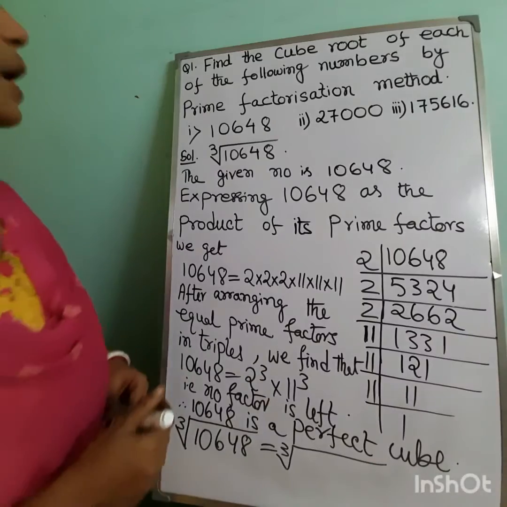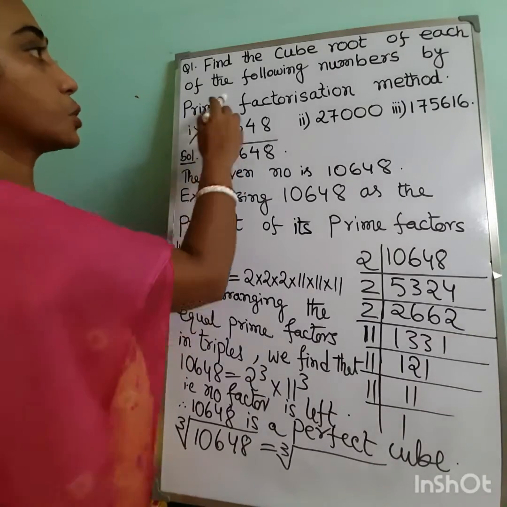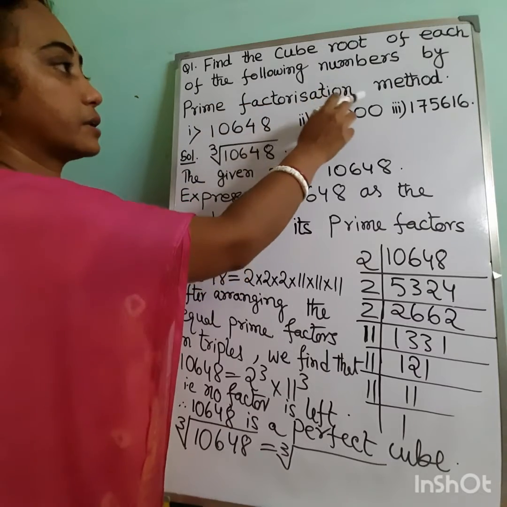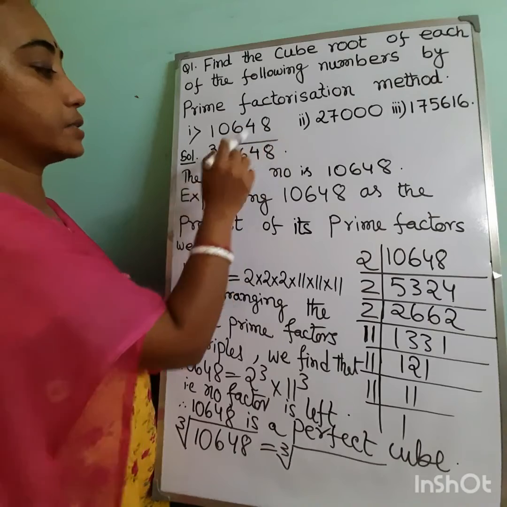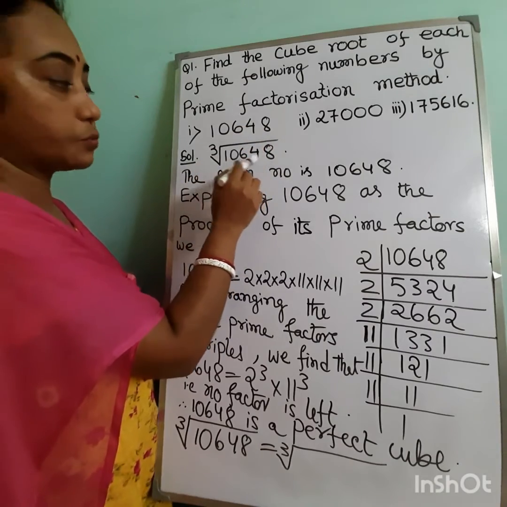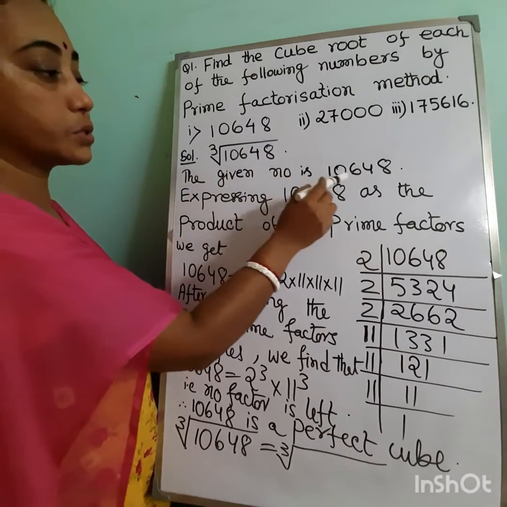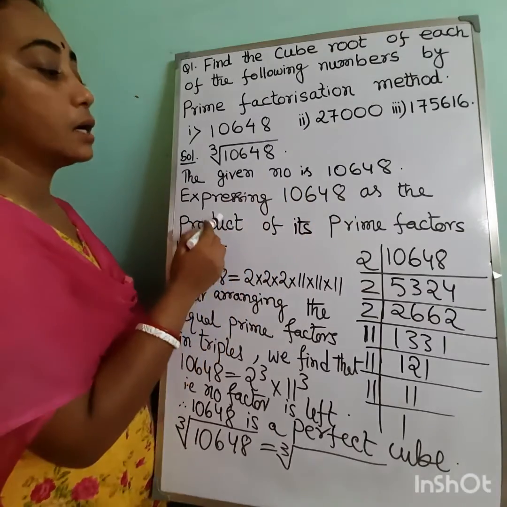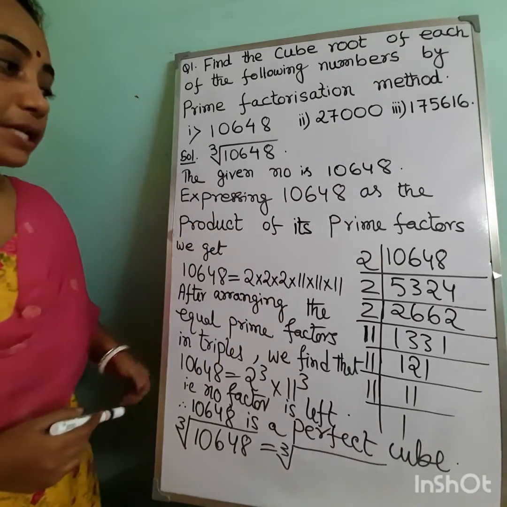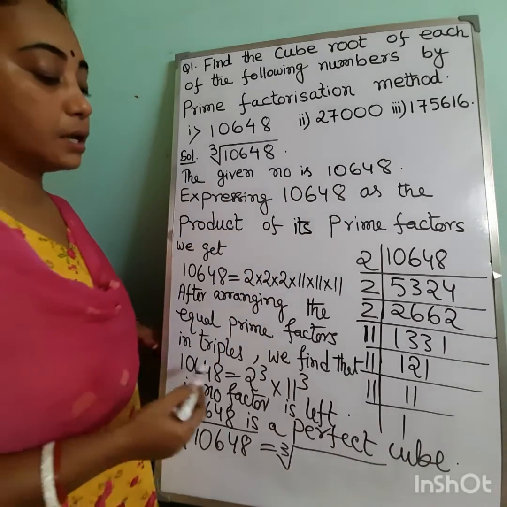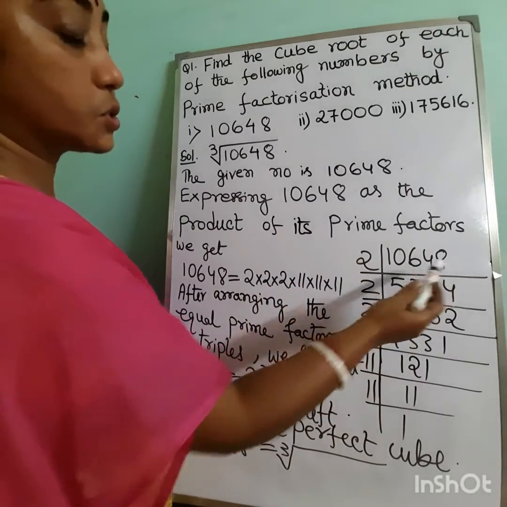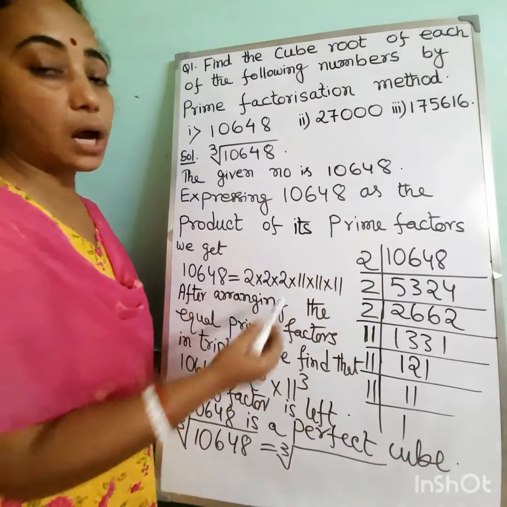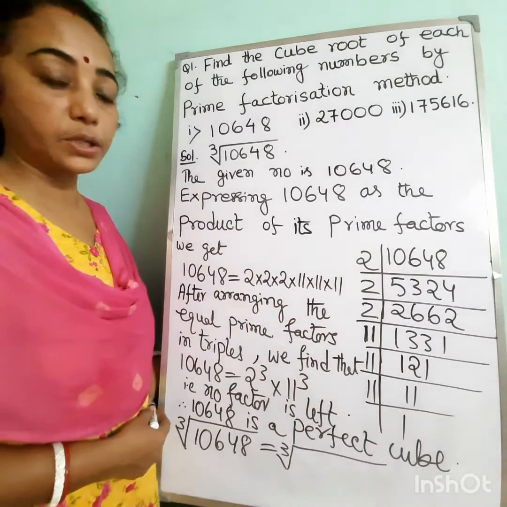Let us see one example. Find the cube root of each of the following numbers by the prime factorization method. Okay, the first question is 10648. So we have to find the cube root of 10648. The given number is 10648. Now expressing 10648 as the product of its prime factors. Here, as the unit digit of the given number is even, we start our divisions by the prime number 2.